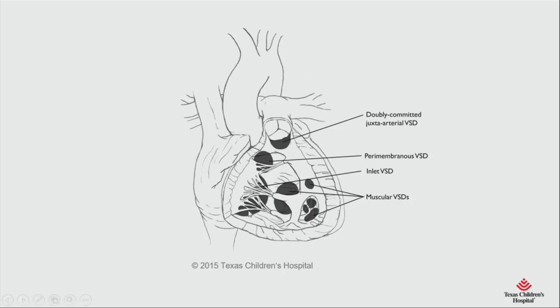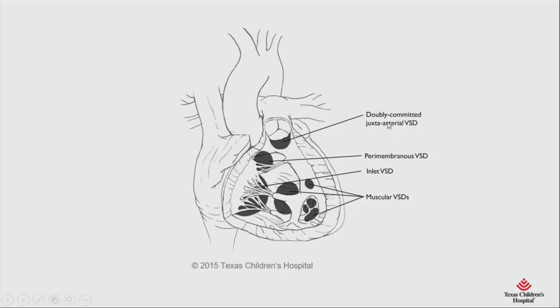Another type of VSD is your inlet VSD. In a classic inlet VSD, or AV canal type VSD, you're going to have your mitral and your tricuspid valve at the same level, and one of the borders of the VSD is the actual tricuspid valve. This is also different from a muscular inlet VSD, in which there's going to be a rim of tissue, again, between the AV valve and the defect, and the conduction system is also going to be located differently on a muscular inlet VSD than on an inlet VSD.